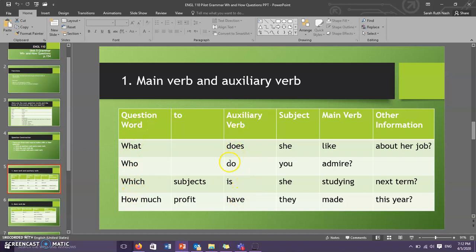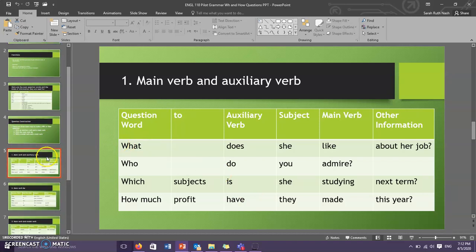You can see here, does, do, is, have. So there are lots of verbs that we can use with the question word to ask the question. And then we have the subject, and then we have the main verb here. And you can see this main verb is usually more of an action verb, like admire, studying, made. These are more action verbs, whereas these auxiliary verbs are more linking verbs. Okay?